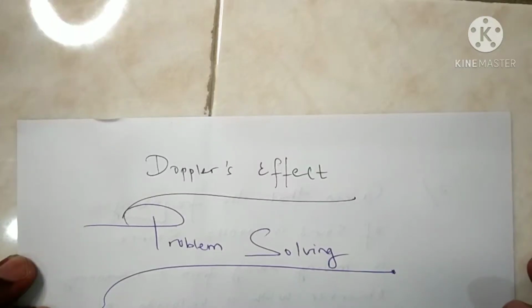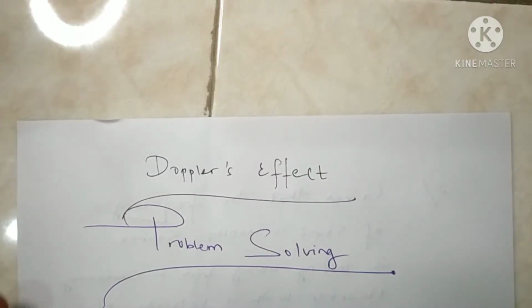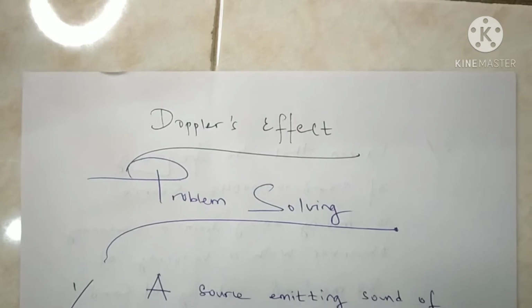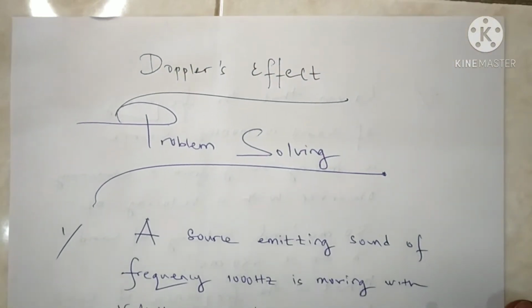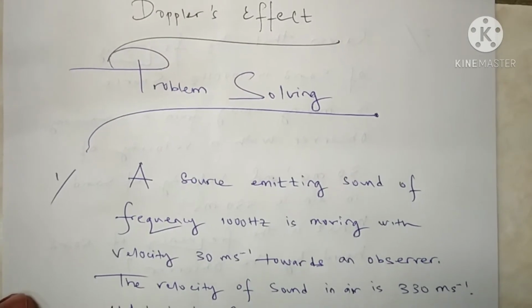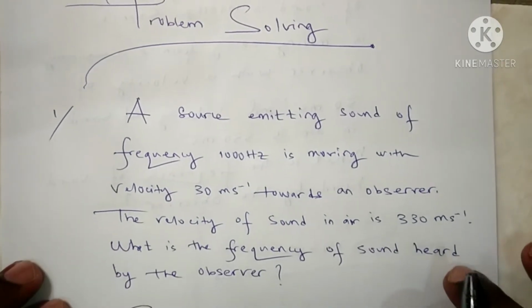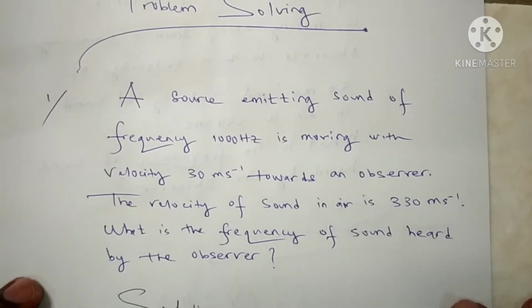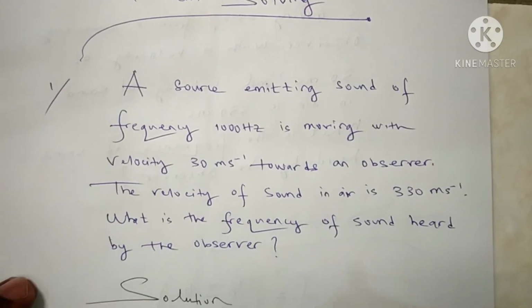Hi all, let us see problem solving in Doppler's effect. A source emitting sound of frequency 1000 Hz is moving with velocity 30 meter per second towards an observer. The velocity of sound in air is 330 meter per second. What is the frequency of sound heard by the observer?